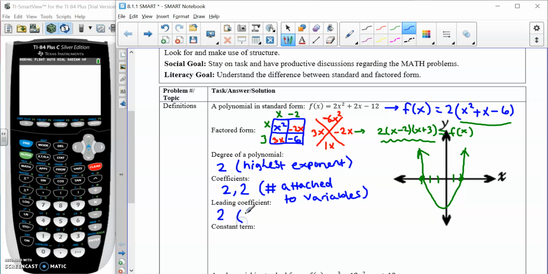And we'll make a note here that it's the number attached to your x with the degree. I'm just going to write with because I don't have a ton of space. Number with the degree term.